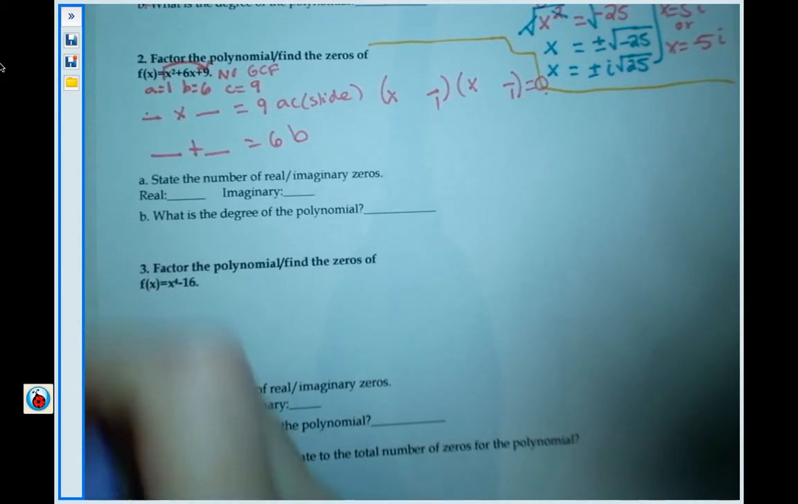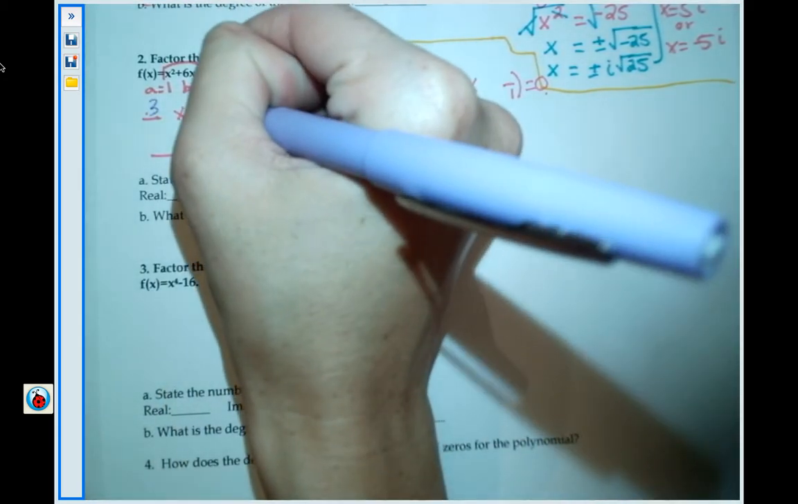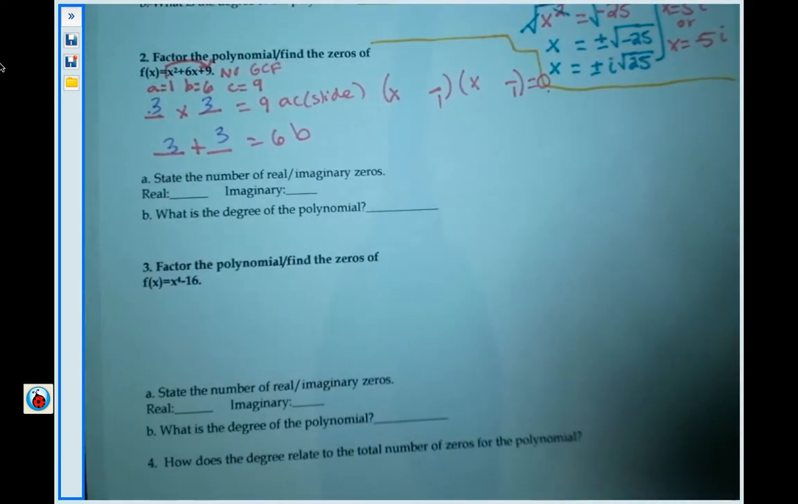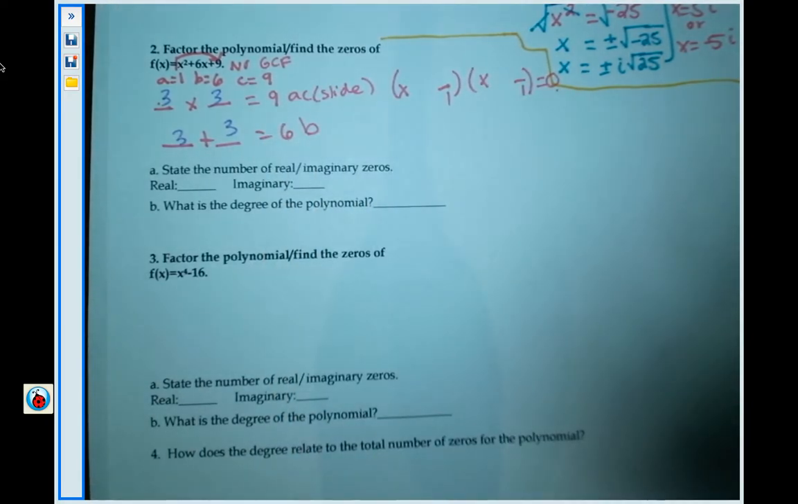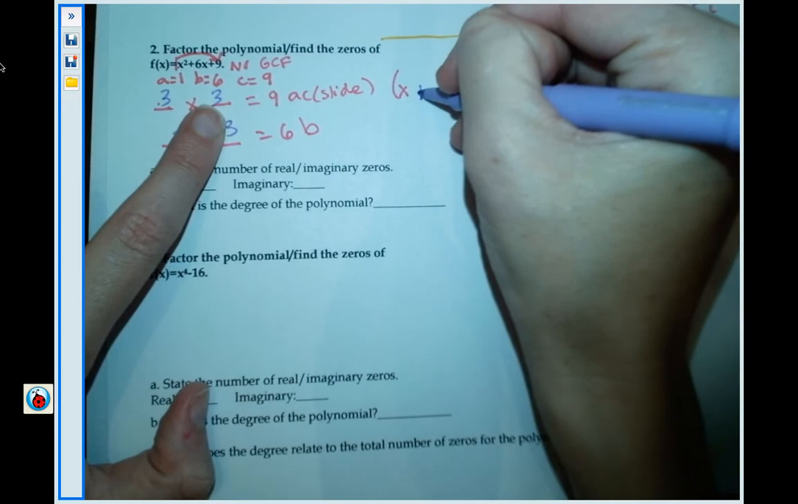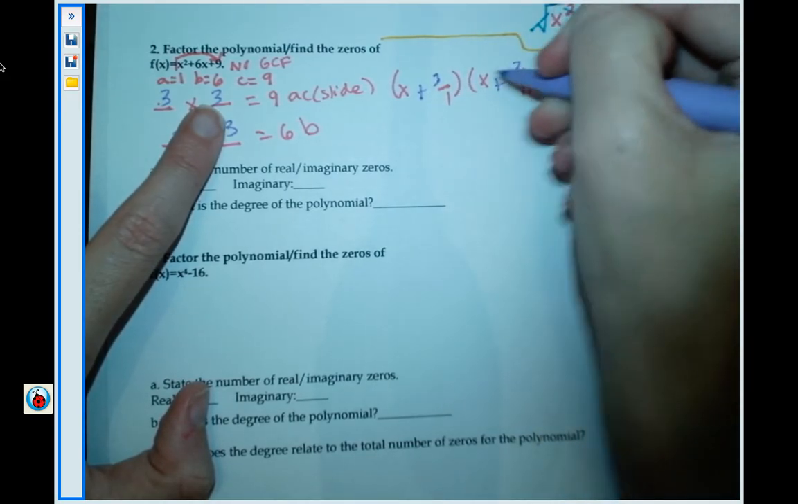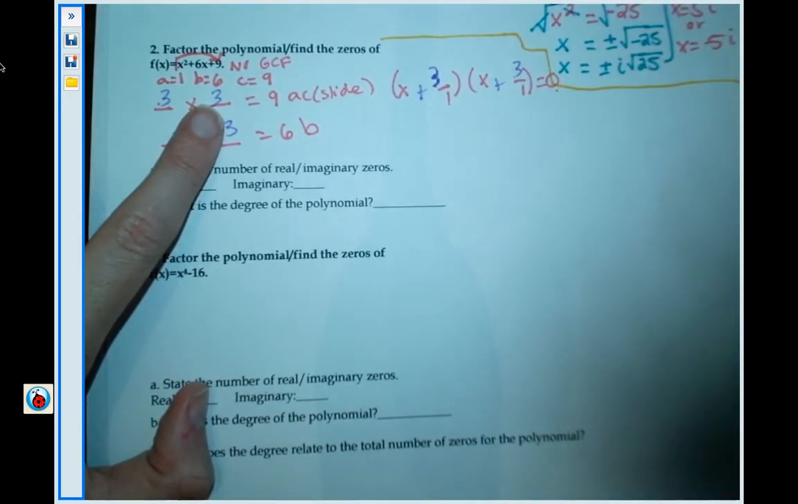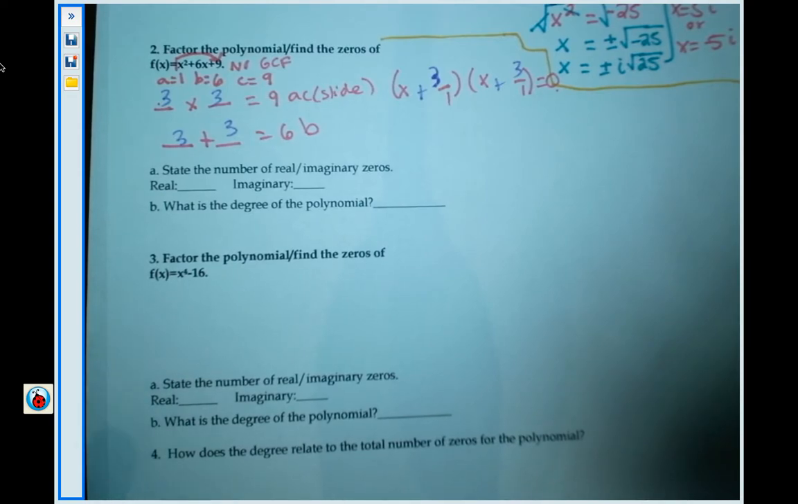Holy hot dog, you guys are so smart. It is 3 and 3. 3 times 3 is 9, and 3 plus 3 is 6. Okay, and remember, you guys, these are the numbers we put in our parentheses. Since they're both positive 3s, we're going to be adding 3 both times. So plus 3 and plus 3. Okay, next up, you guys, we simplify.